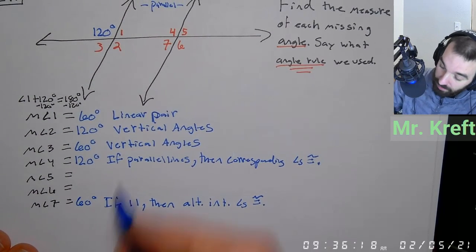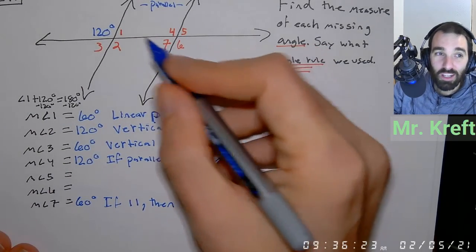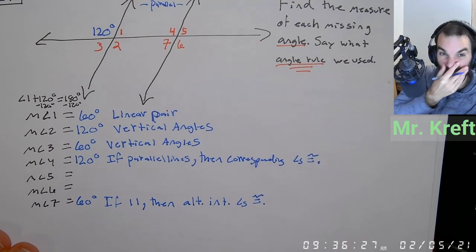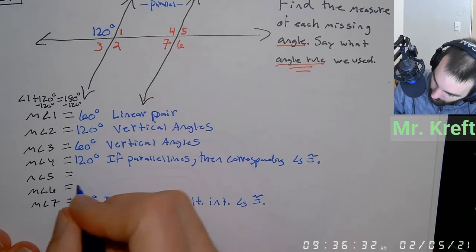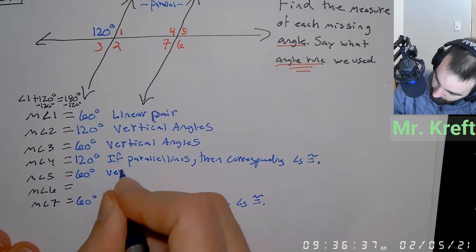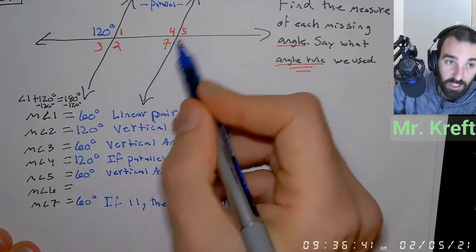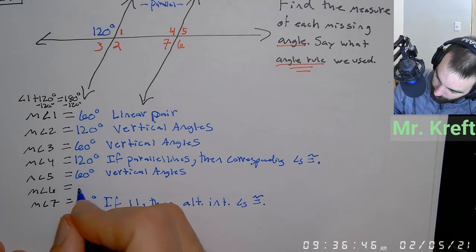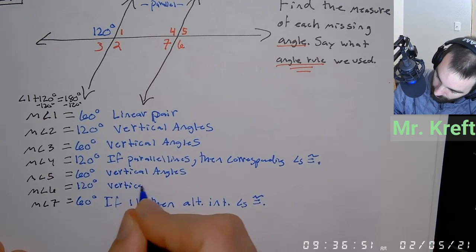Okay. Now, to get 5 and 6, I could use linear pairs, I could use vertical angles, I could use corresponding. You guys see how there's a lot of different ways to do this. I'm lazy, and I'm just going to use vertical angles. So 5 is going to be congruent to 7 because of vertical angles. Right? 5 and 7 are going to be congruent. And then 6 is going to be the same as 4 because of vertical angles.